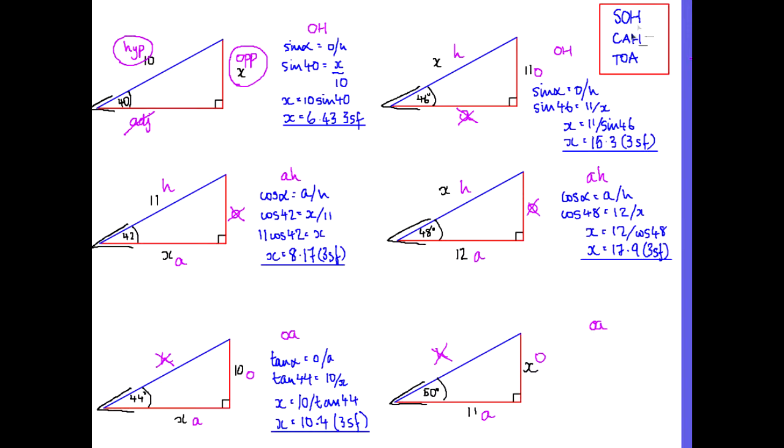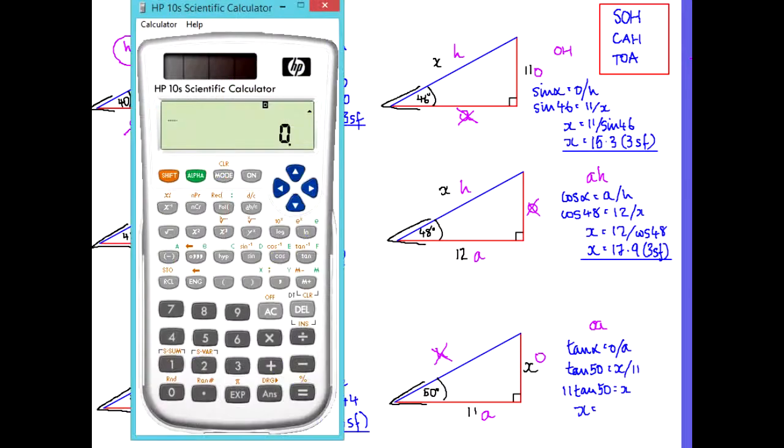So we look at our SOHCAHTOA. Where's the OA? It's there in the TOA. So we write down tan of the angle is equal to opposite over adjacent, and then substitute in our values. So tan of 50 is x over 11. x is the opposite, A is 11. Then we rearrange it to make x the subject, so we multiply both sides by 11 to get 11 tan 50 is equal to x, or x is 11 tan 50. So that's what we plug into our calculator.